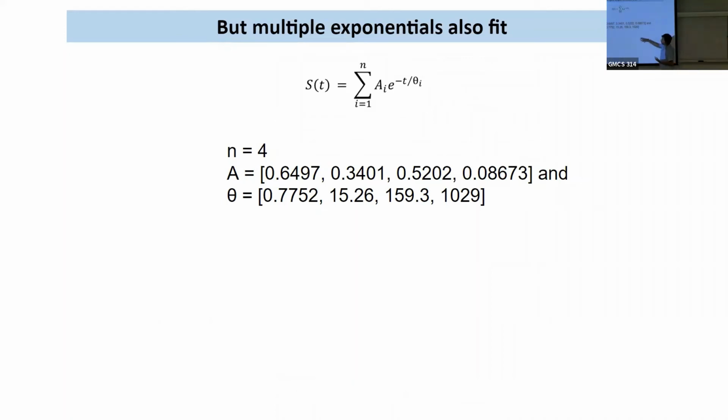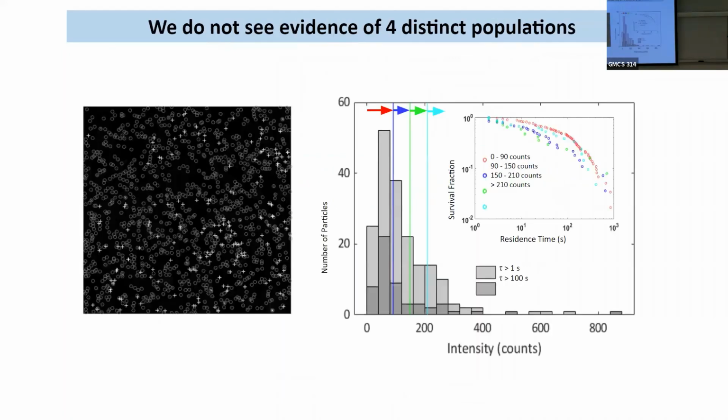Obviously multiple exponentials also fit. The best one was with n equal to 4 again, but then you have 8 parameters to fit. Multiple exponentials suggest the presence of different populations, at least 4 different populations. The point here is that we did not actually see 4 different populations. We picked out these points and plotted their intensity. If it's monomer versus dimer versus tetramer, or trimer versus tetramer, their intensities will be different, because the number of fluorophores attached to each protein is the same. So 2 of them means twice the intensity, 3 of them, 3 times the intensity.